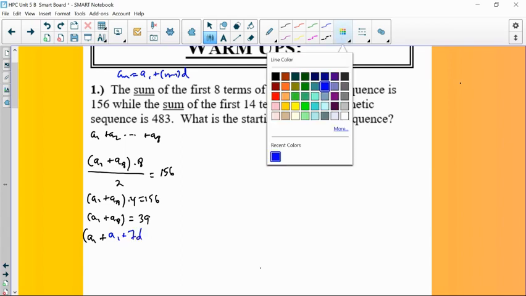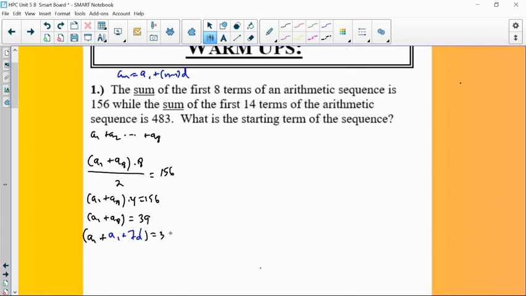And so now what I'm setting myself up for is a system of equations when I get the second piece of information. So it's just in terms of the first term and the number of differences. So I can combine this. This is 2 of the first terms plus 7 differences equals 39. So that's going to be my first equation.